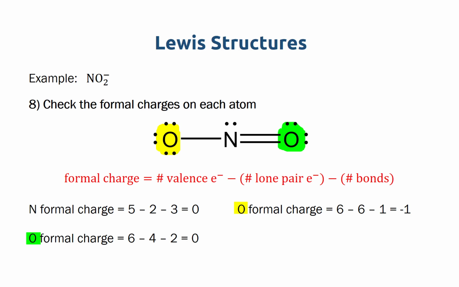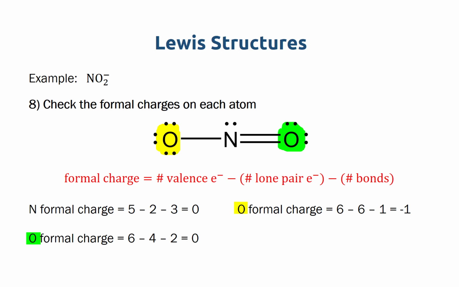The second oxygen, highlighted in green, has a formal charge of 0 because the oxygen has 6 valence electrons, 4 electrons in lone pairs, and 2 bonds. So that works out to be 0. You'll notice that not all 3 formal charges are equal to 0. However, that's not a problem in this case.